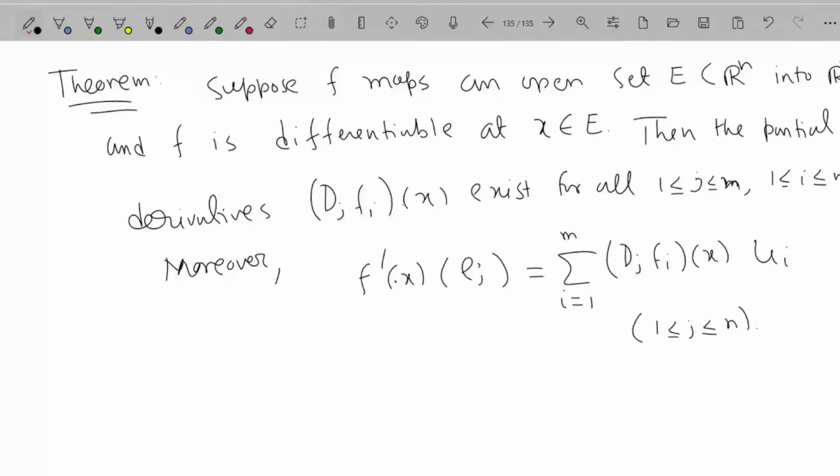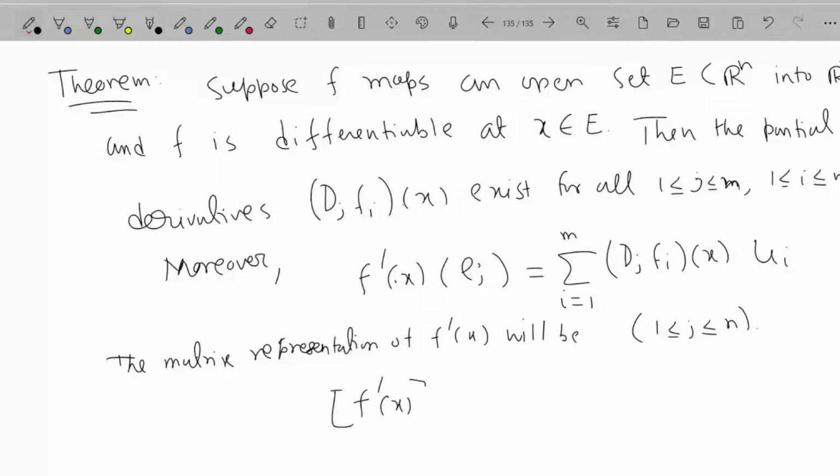So f'(E1) will be this, f'(E2) will be this, f'(E3) will be this. Now we know that f' is a linear mapping from Rn to Rm, so that means it's a matrix. So what will be the matrix representation of f'(x)? Let me denote it by box of f'(x).